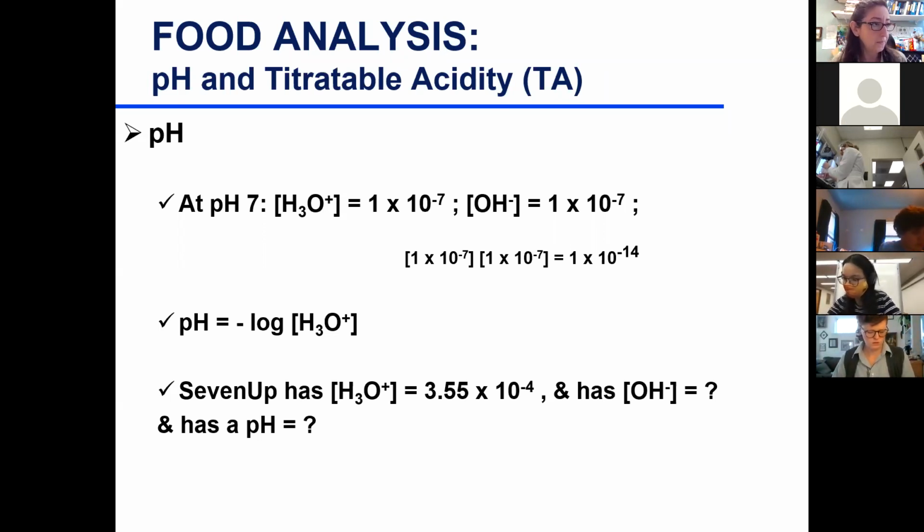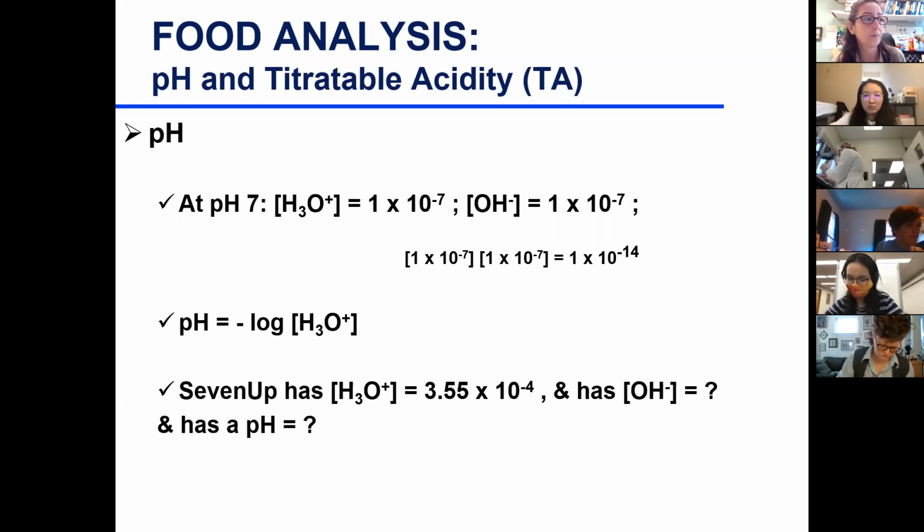Okay. So yeah, take a moment and calculate the concentration of OH minus. And then the pH. And you can type in your answer when you have it.